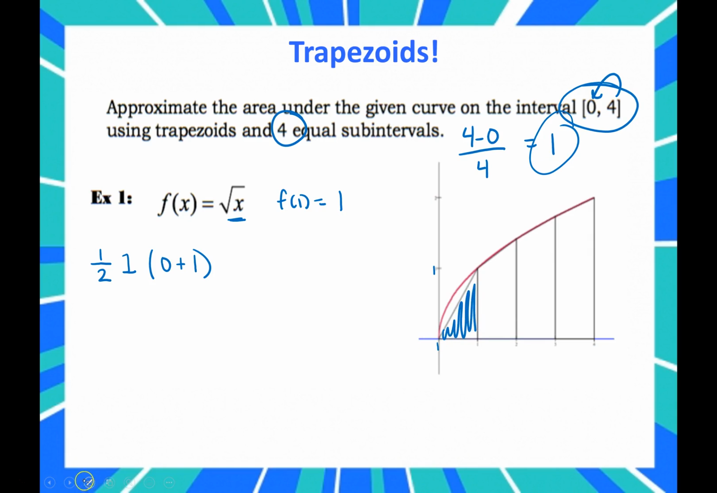Let's go different color. Let's find the area of this trapezoid. Okay, well that's going to be plus 1/2. My height again is 1, and now I'm going to add my bases, which is going to be a 1 plus. In this case, we're going to be plugging in 2, right? Because this is my base right here. That's me plugging in 2, so it's going to be the square root of 2. All right, let's find the next trapezoid.